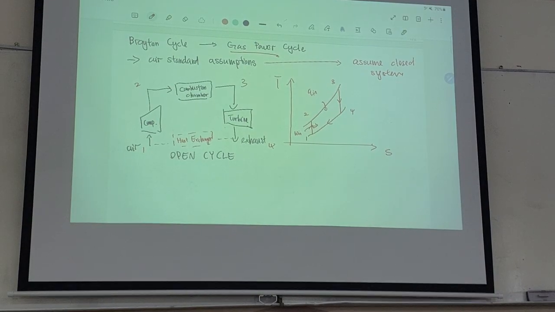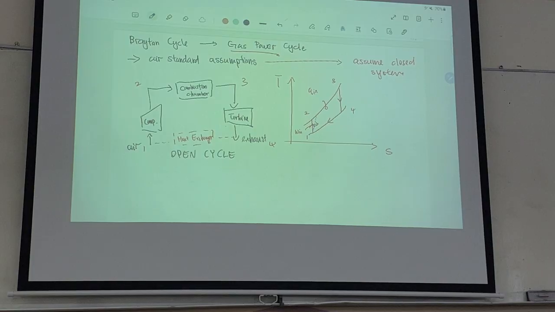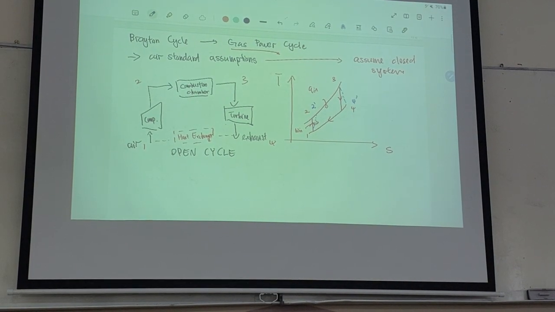So this is the Brayton cycle, or the simple one. Of course, if you are looking at an actual Brayton cycle, then same thing here, then you get a 4 prime.